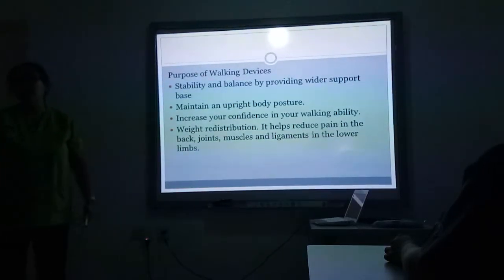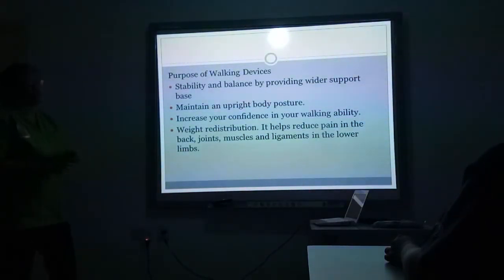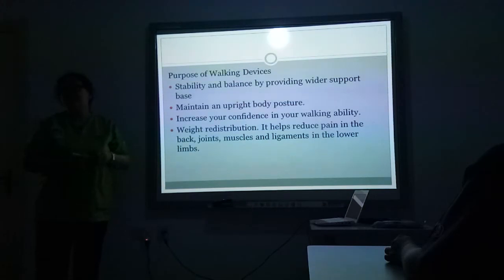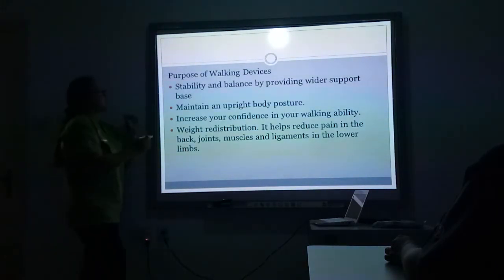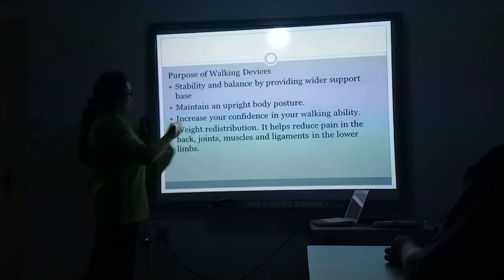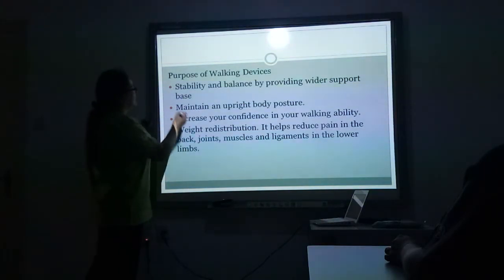Especially the lower extremities. Okay? That person is not stable. Stable to walk and to maintain his or her balance. Okay. So the purpose of walking devices is stability and balance.